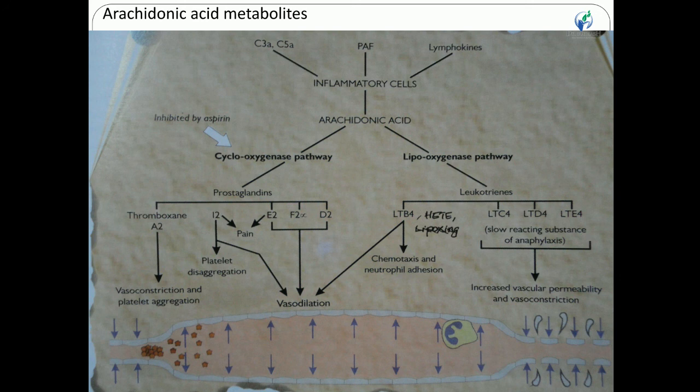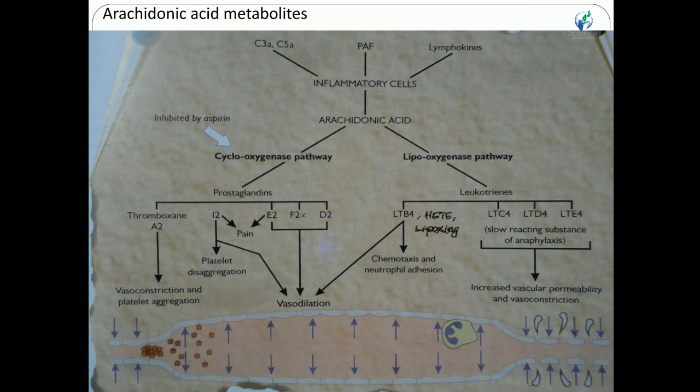Here the next one is the arachidonic acid metabolites, and all of what I am discussing now is taken from Mohan, the textbook of pathophysiology, 7th edition. Here, arachidonic acid metabolites, which are called eicosanoids, are the most potent mediators of inflammation, much more than the oxygen free radicals.